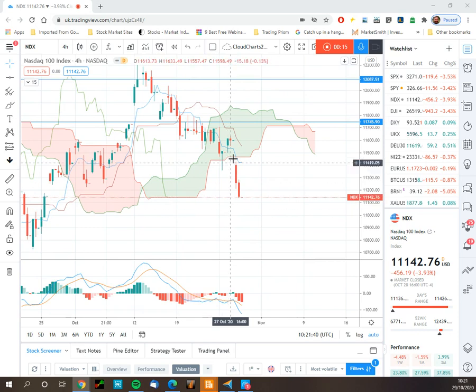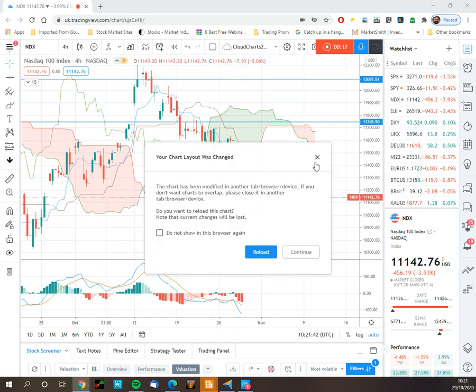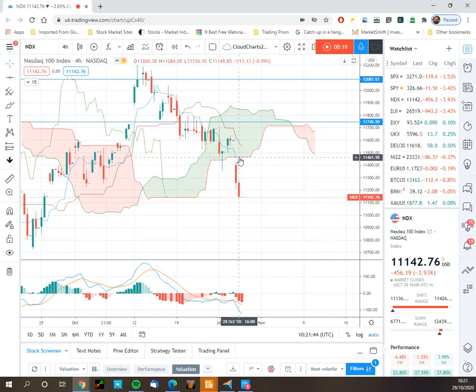I've got the 4-hour Ichimoku cloud, and we can see the last couple of days' price action. We sliced through the front cloud, the bottom end of the front cloud. You can see here 11,461, and the Nasdaq yesterday managed to end the sell-off in and around the bottom end of the cloud here at 11,143.